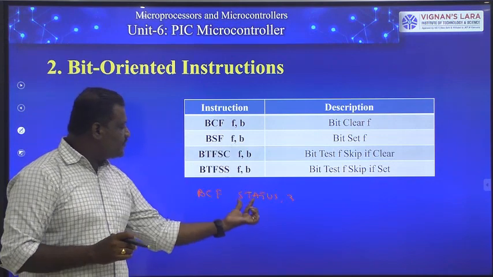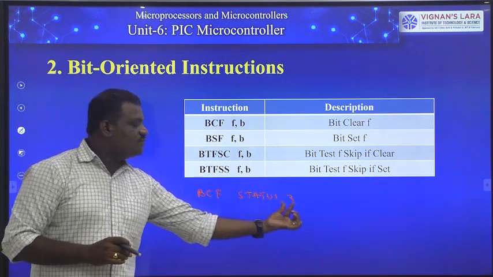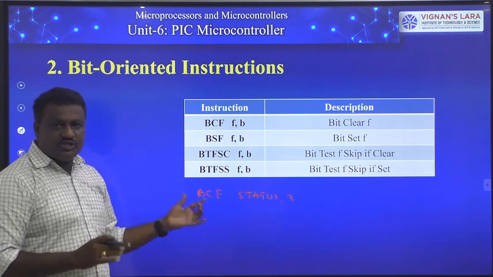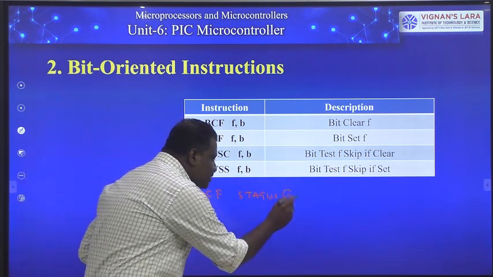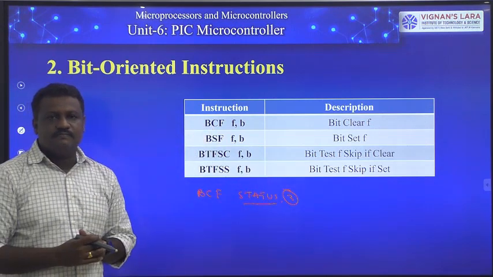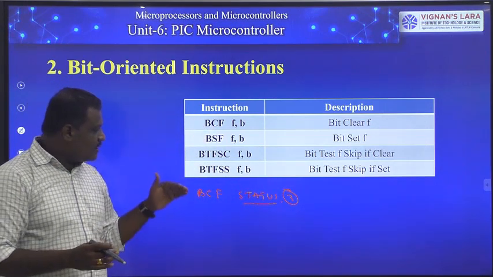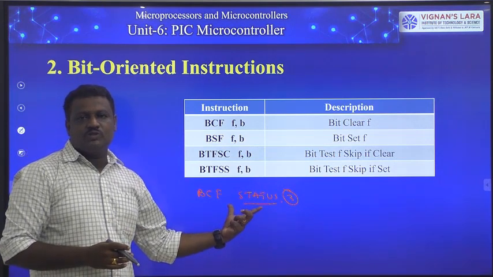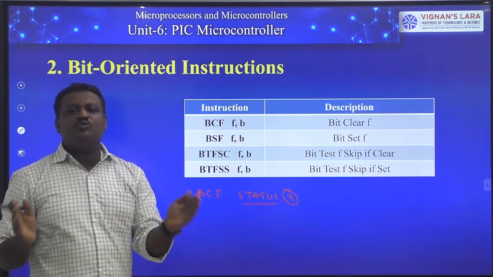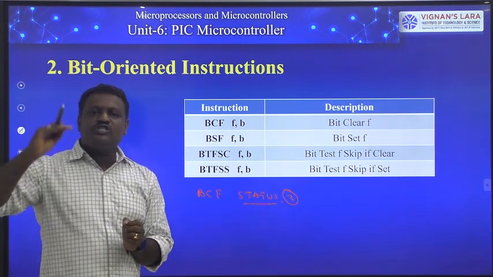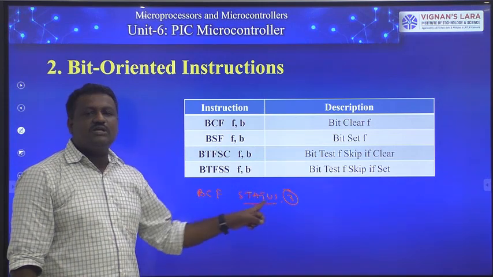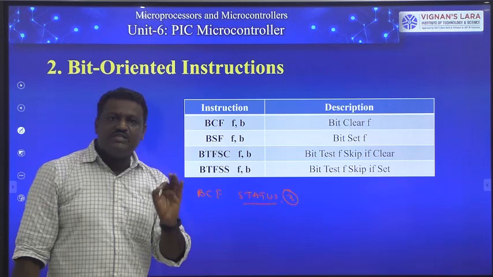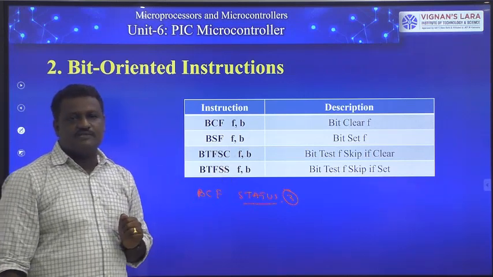So here in place of F we have the status register. In place of B I have the value 3. That means by using this instruction I am going to clear bit 3 of the status register. I am not touching the rest of the bits in the status register. I just modify only bit 3 of the status register. That means bit 3 is cleared, that is, bit 3 is loaded with 0. That's the meaning of this.